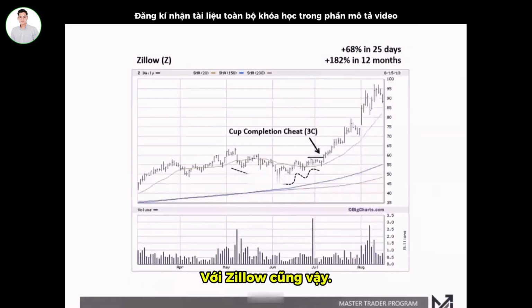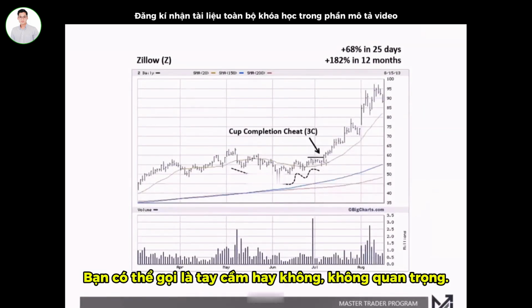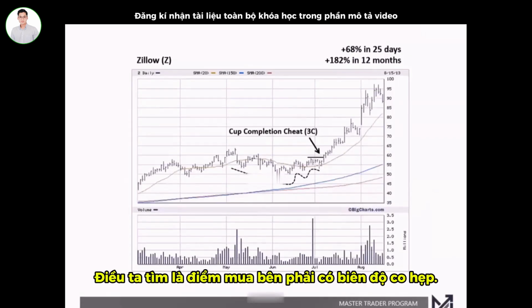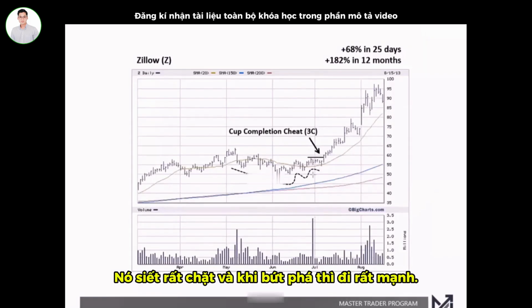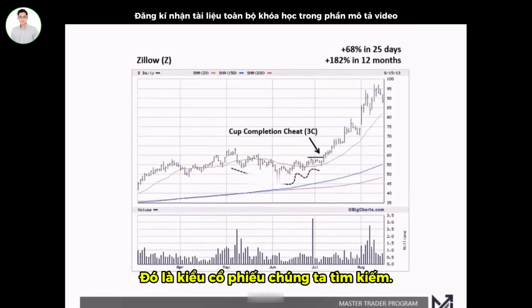Again, looking at Zillow. So Zillow set up perfect with a 3C, and you see, you don't really get a handle. I mean, you can call this a handle, whatever you want to call them semantically, but we're just looking for buy points on the right side that are volatility contraction patterns. And this set up really nicely, nice and tight here. And you see how efficiently it comes out. Boom, right out. It was up in the first 25 days, up 68%, in 12 months, up 182%. That's the kind of stock that you're looking for.